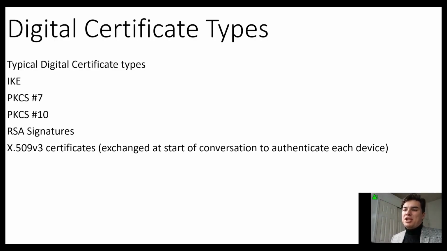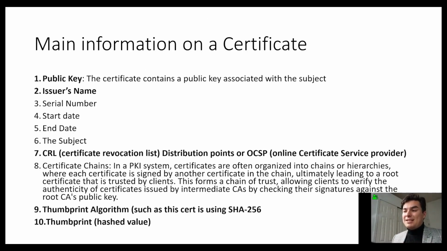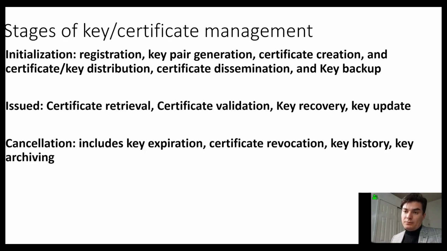So there's many different types of digital certificates, such as the IKE, Public Key Cryptography Standard number 7, 10, the X.509 certificates. Now the information that's contained on those certificates is the public key, the issuer's name, the start date, end date, the subject, the certificate revocation list, and the online certificate service providers. I'll have the certificate chains, the thumbprint algorithm, such as the MD5 or SHA-256, and then it'll have the thumbprint hash value.